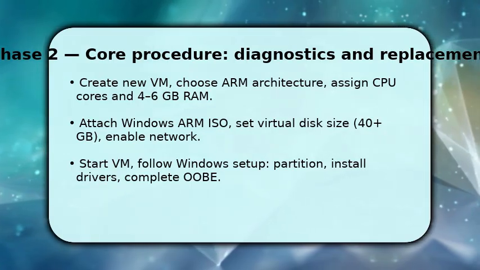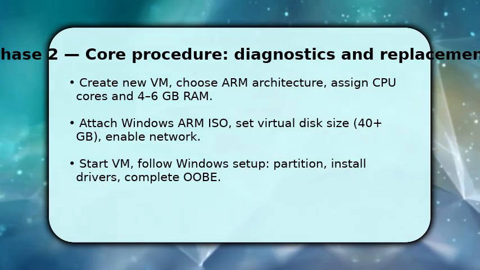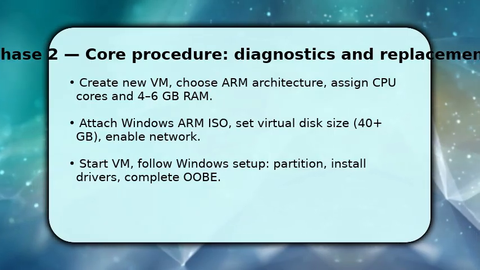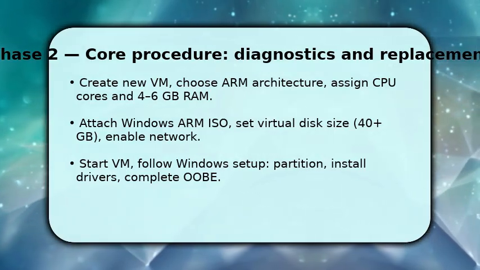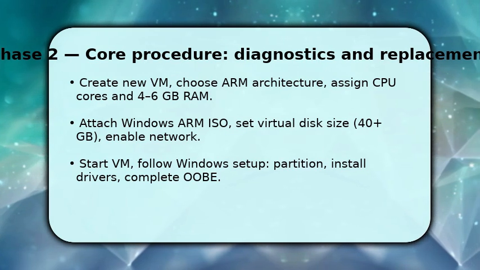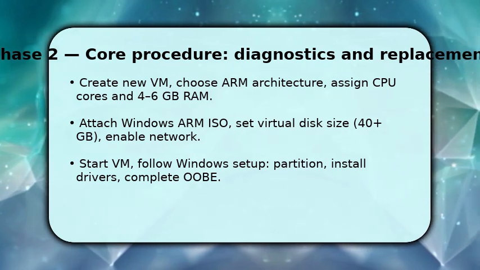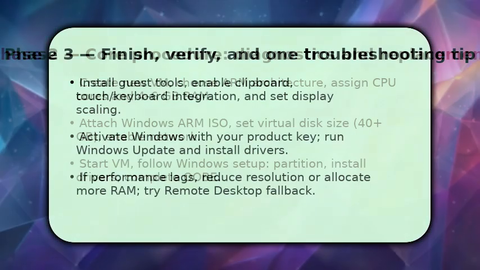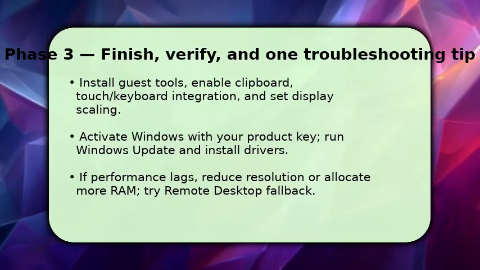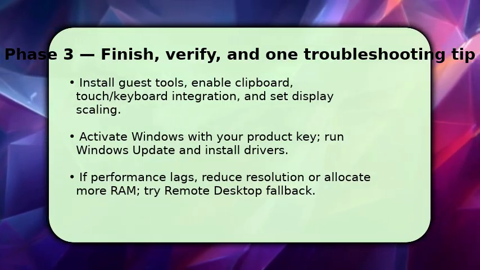Enable networking and shared folder access if you want file exchange. Once you start the VM, follow the Windows installer. Partition the virtual disk. Proceed through setup, and install guest tools or drivers when prompted to enable clipboard and networking. You finish by installing guest editions or Parallels tools so touch, keyboard, and clipboard work seamlessly.